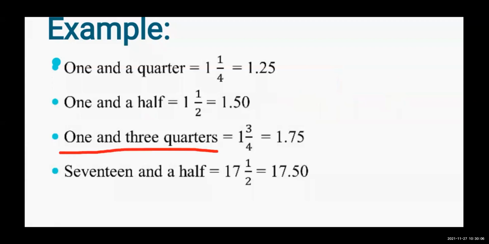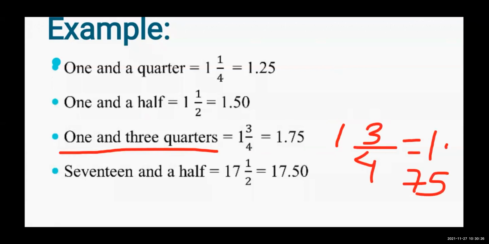1 and 3/4. Now 1 means I will write 1. 3/4 means 3 upon 4. Now 3 upon 4, decimal क्या था हमारा? Decimal था 75. Yes. So that will be 1.75.